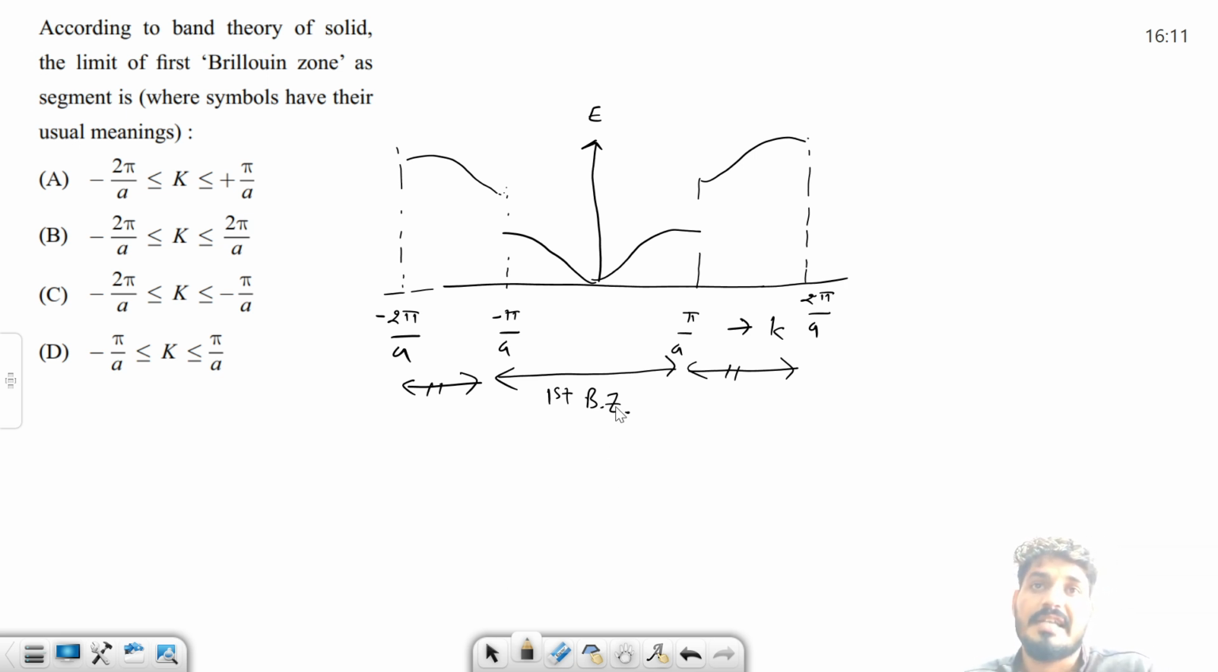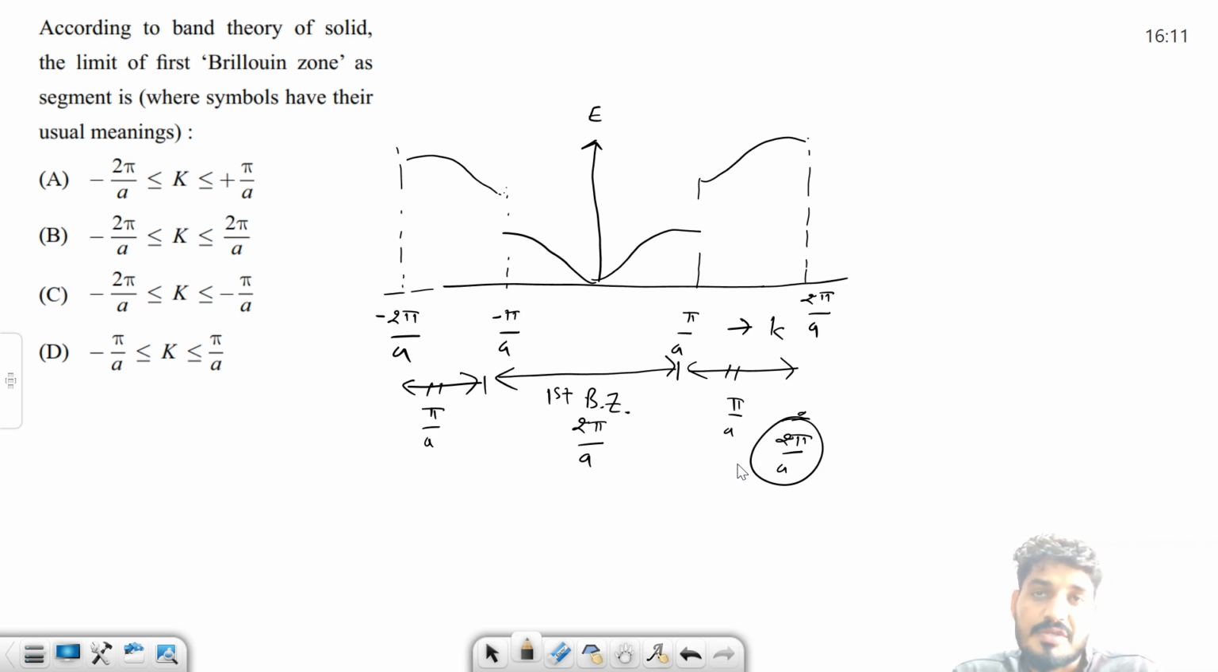And always remember the length, area and volume of all the Brillouin zones are same always. You see here, what is its length, from this point to this point? This is 2 pi by a. So length of first Brillouin zone is 2 pi by a. Similarly, what is the length of second Brillouin zone? Pi by a plus pi by a. So that is also again 2 pi by a.